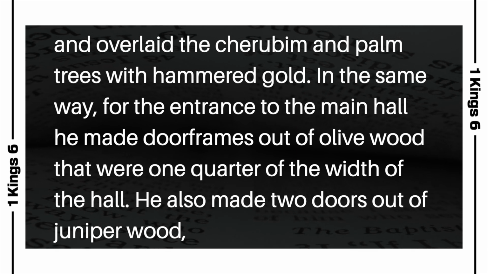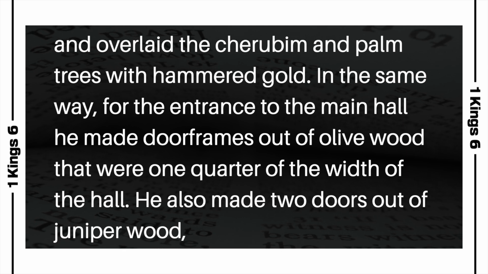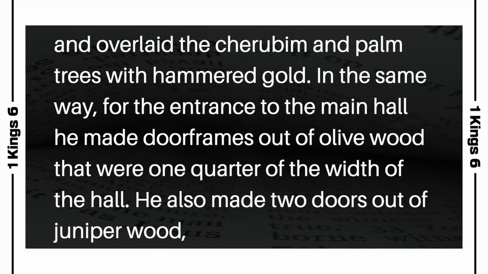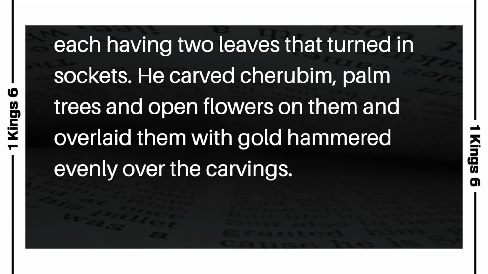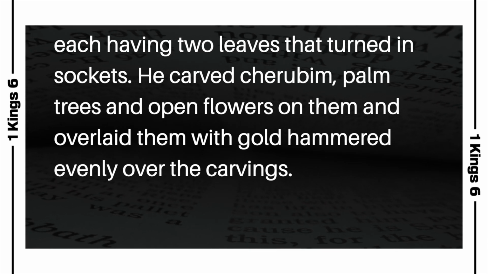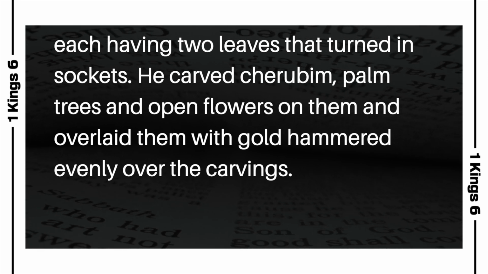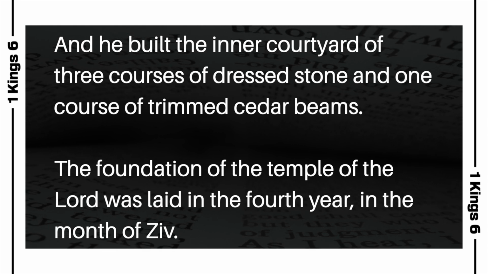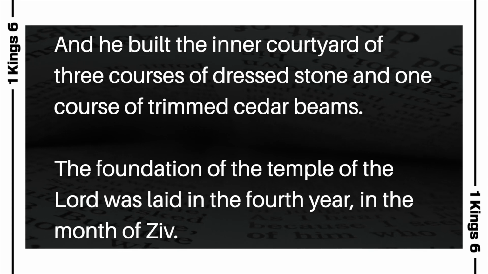In the same way, for the entrance to the main hall, he made door frames out of olive wood that were 1/4 of the width of the hall. He also made 2 doors out of juniper wood, each having 2 leaves that turned into sockets. He carved cherubim, palm trees, and open flowers on them, and overlaid them with gold hammered evenly over the carvings. And he built the inner courtyard of 3 courses of dressed stone and 1 course of trimmed cedar beams.